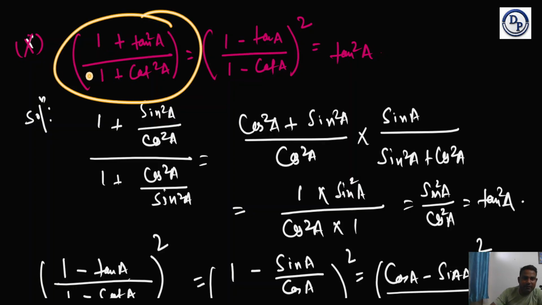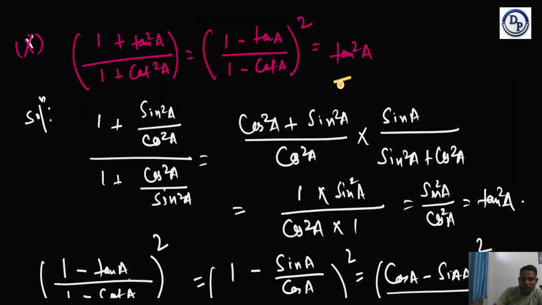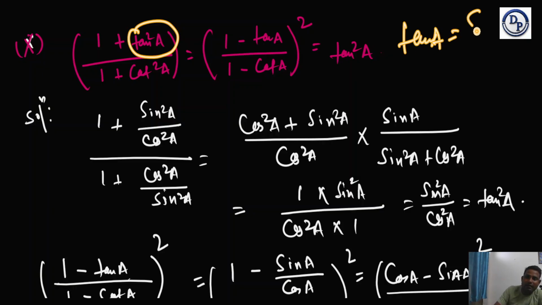(1 + tan²A)/(1 + cot²A) = ((1 − tan A)/(1 − cot A))² = tan²A. Okay. So now what we do, this 1 + sin²A/cos²A. Why? Because tan A can be written as, tan A we know the formula, tan A can be written as sin A by cos A.